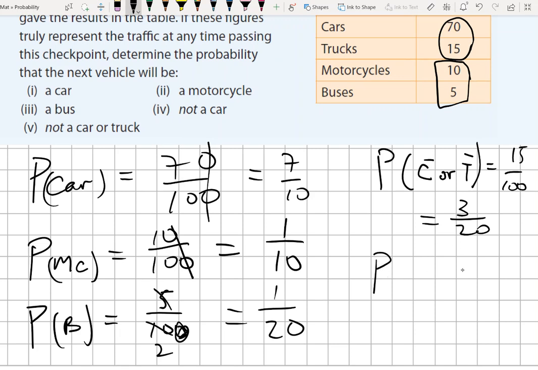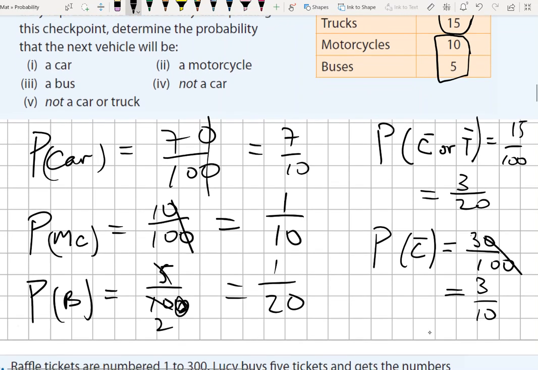Probability of not car equals, again, just 30 there, so there's another way of doing that. 30 over 100, cross out the noughts, 3 over 10. Now that's question 2 finished.